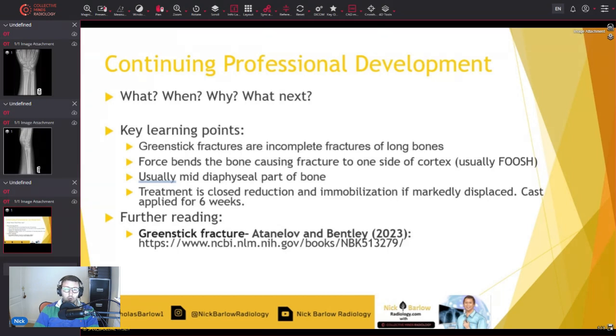I've added in a really useful article as well by Atanelov and Bentley, and it just describes all the key features of greenstick fractures. It's an American article, and it talks all about the epidemiology, the pathophysiology of the fractures, and a little bit about treatment and follow-up as well. Okay guys, so hopefully that's something for your CPD.